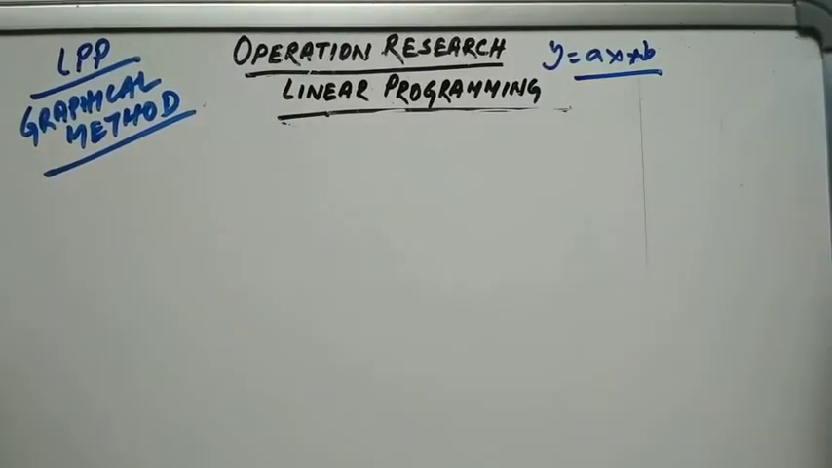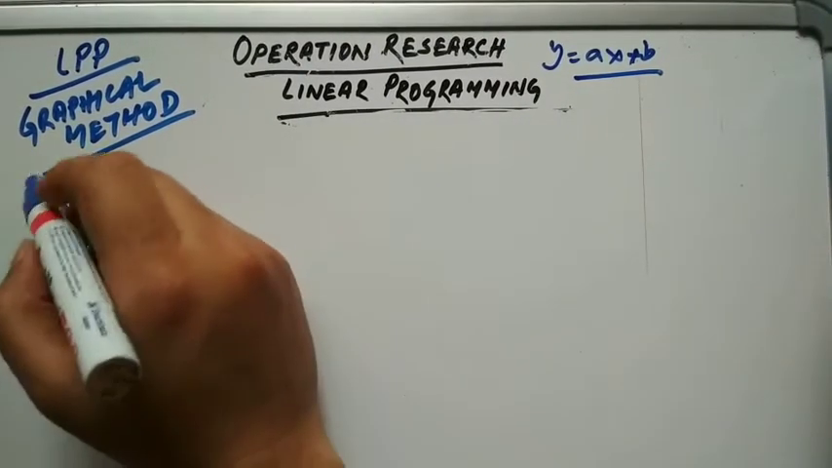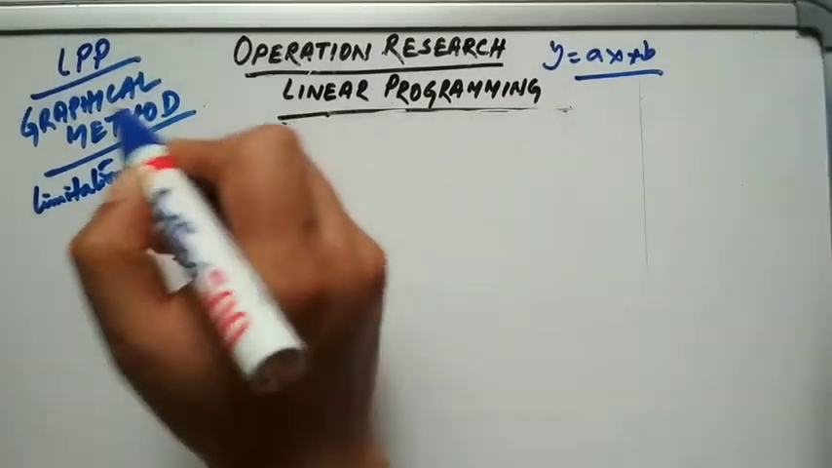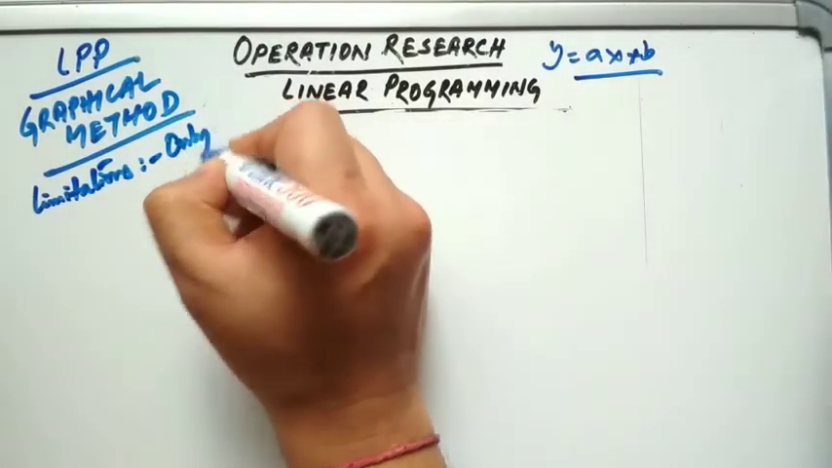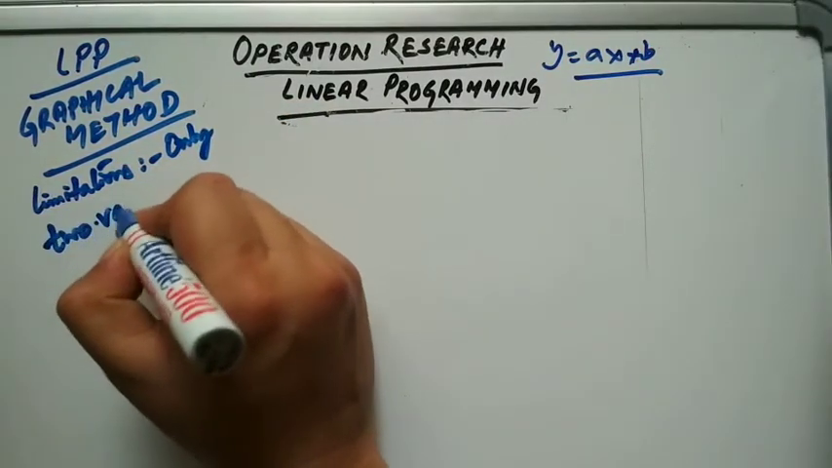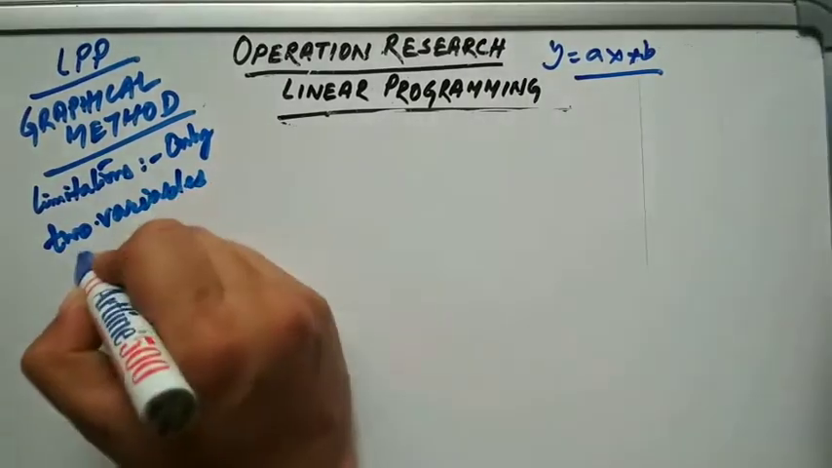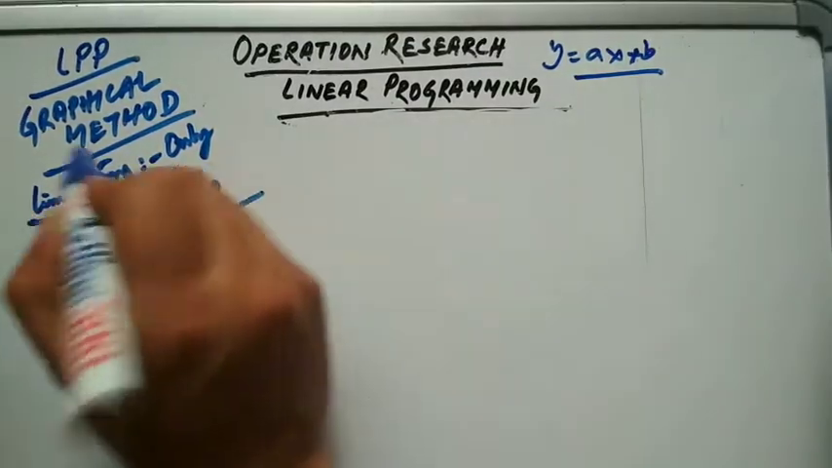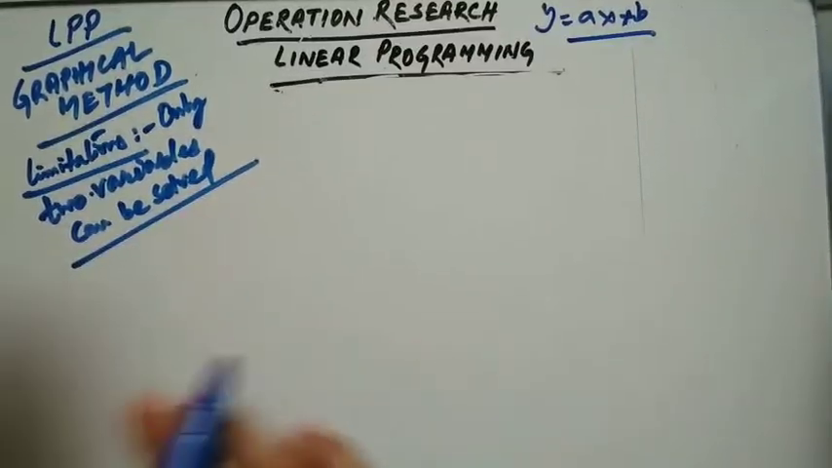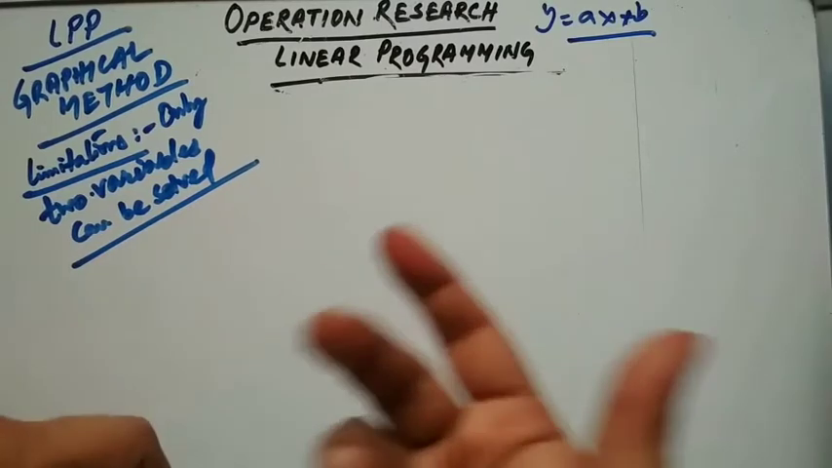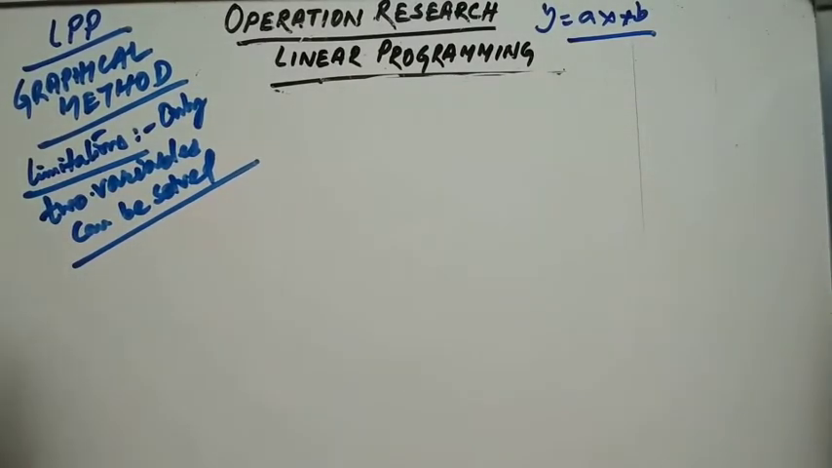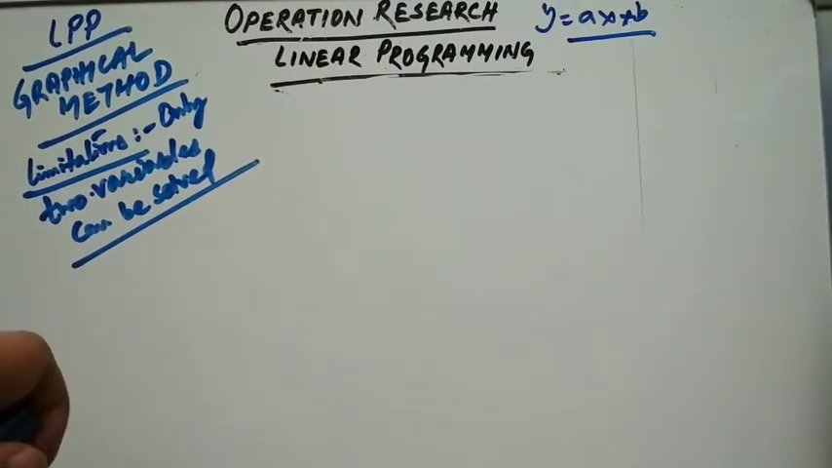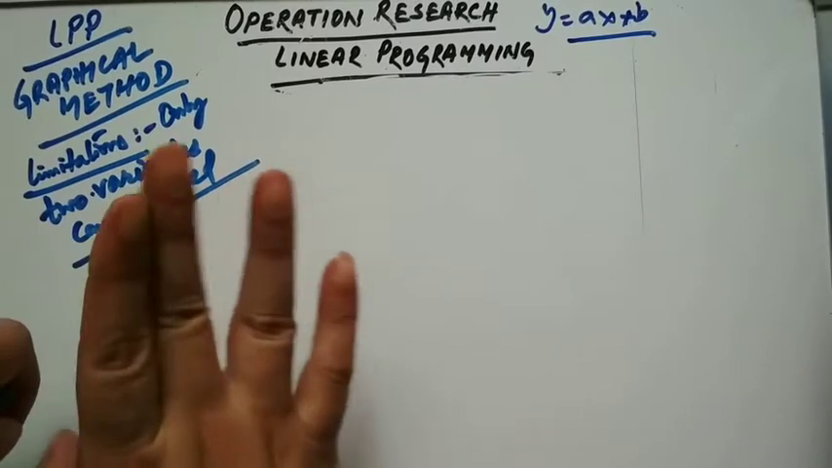This graphical method we can only apply for solving, I will write the limitations. It is limited to only two variables. Only two variables can be solved using the graphical method. That is the limitation of the graphical method. So you have to proceed for some other methods like the simplex method that you have in your syllabus. The simplex method can help you solve for more than 2 variables. Okay, so that is the limitation of the graphical method. You should keep in mind always.